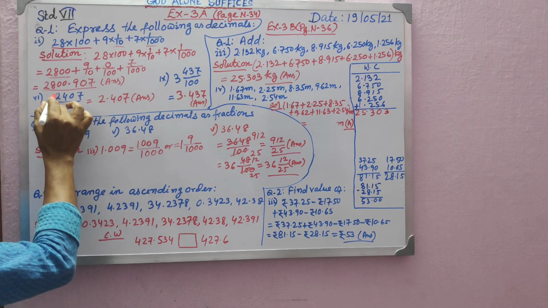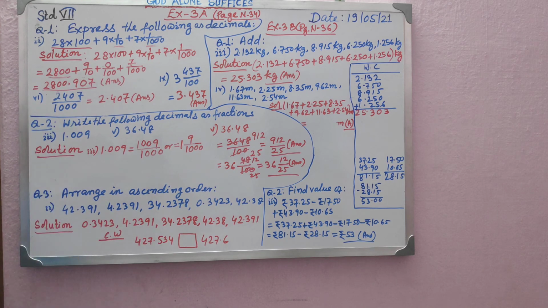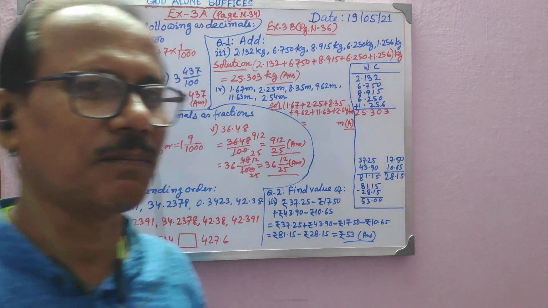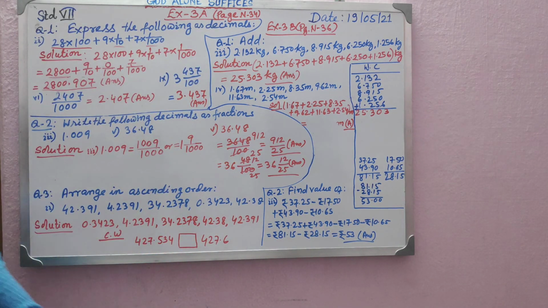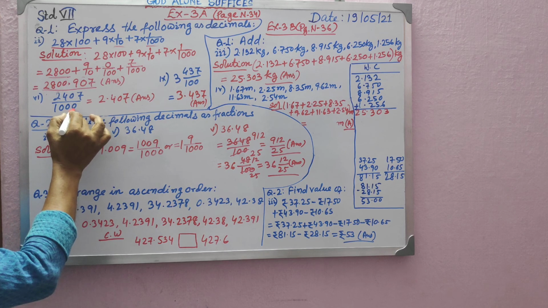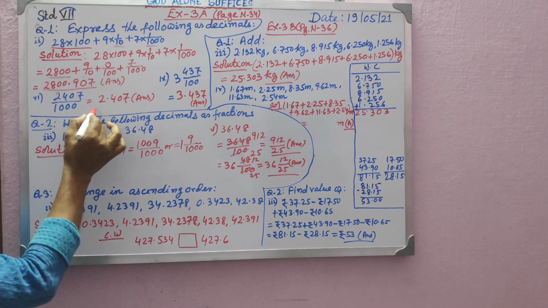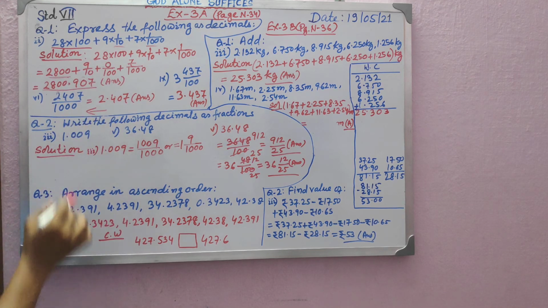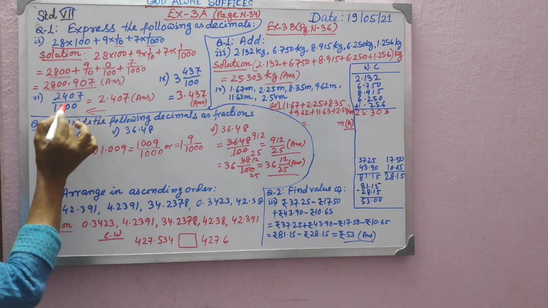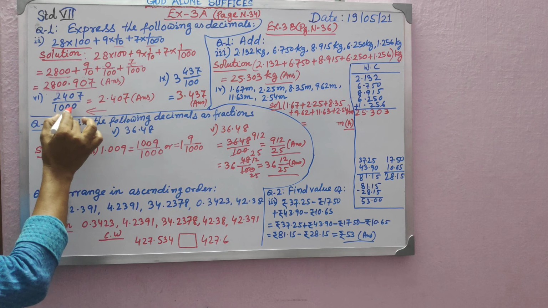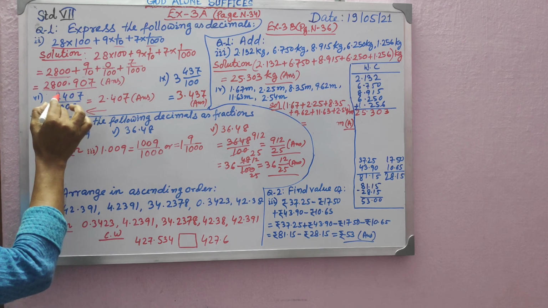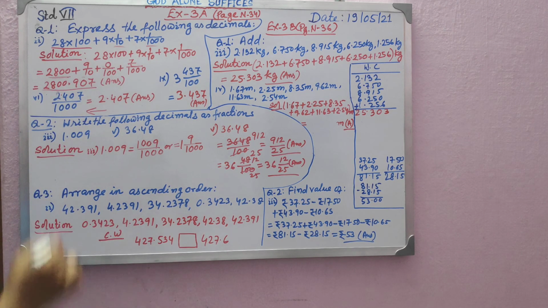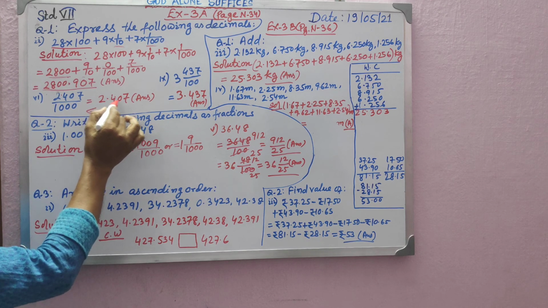Now I have taken this one, question number 6, 2407 divided by 1000. How will you convert a fraction into a decimal when the denominator is a power of 10? As many zeros as there are, 1, 2, 3, you have to move from right to left. How many digits do you have to move to put the point? 3 zeros are there, so 3 places. 1, 2, 3. Here only will be the decimal point. So the answer will be 2.407.